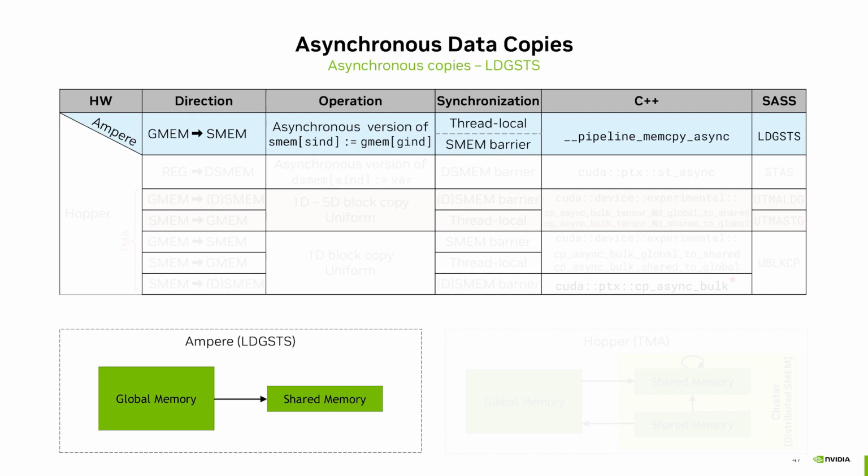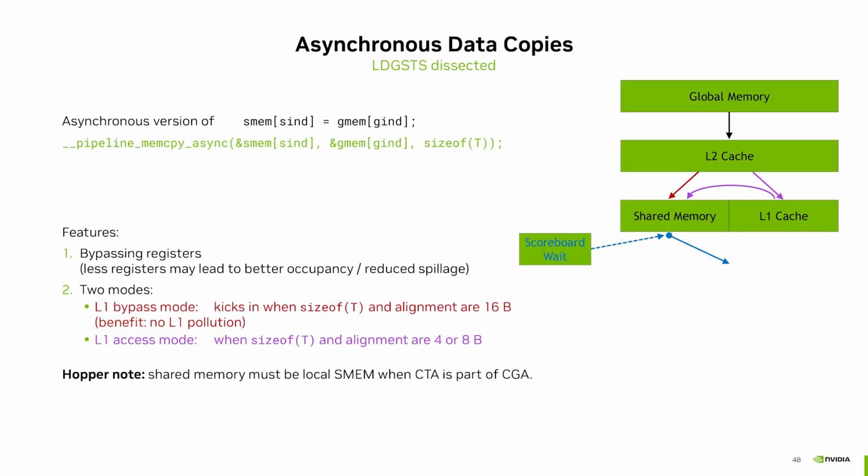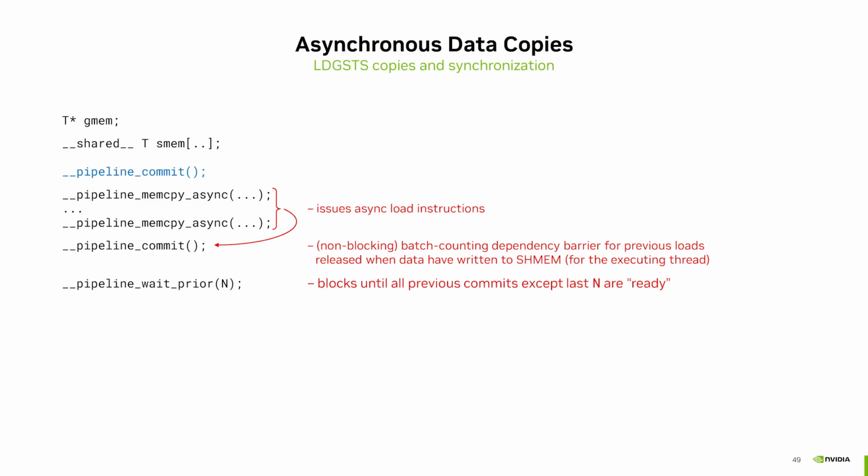Okay, so let's talk about how to code it. So there are 3 operations that we need to do. First one, pipeline memcpy async actually fires the asynchronous copy. And we can fire several of them, after which we need to attach our synchronization barrier to the previously fired instructions. So that's what pipeline commit does, and it introduces a batch counting barrier for a group of copies fired between 2 consecutive commits. So after we have multiple commits, multiple batches committed, we can wait on the completion of all of them except last n by using this function call.